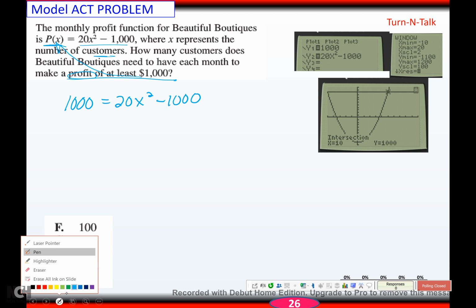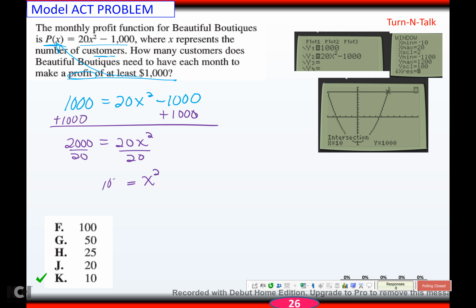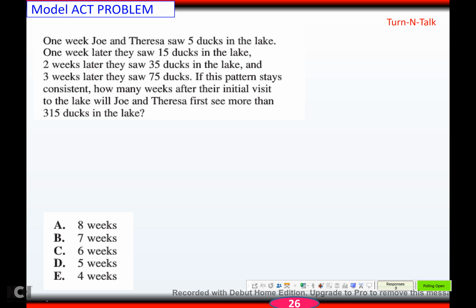Well, I need to solve this for X. Well, you could do quadratic formula and all that business if you want, but when there's no X term, just isolate and kill. So I'm going to add 1,000, that gives me 2,000 equals 20x squared, divide by 20, I get x squared equals 100, square root, I get x equals plus or minus 10. But in this situation, a negative number doesn't make any sense, so we say x has to be 10. Alright, try this one, hit pause, come back when you're ready.